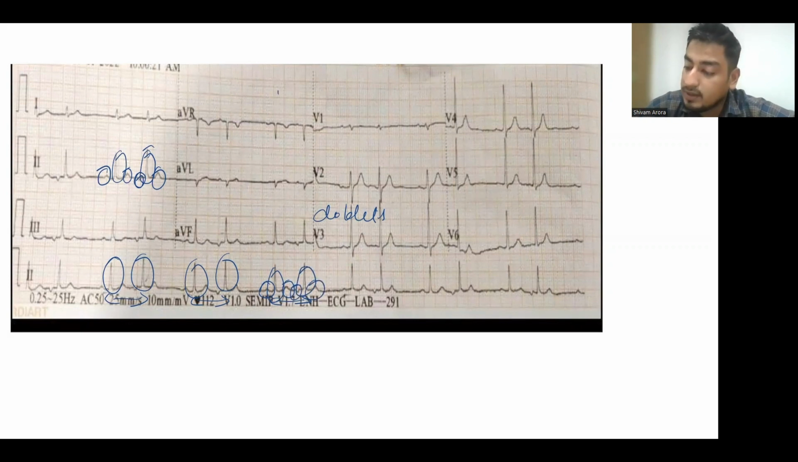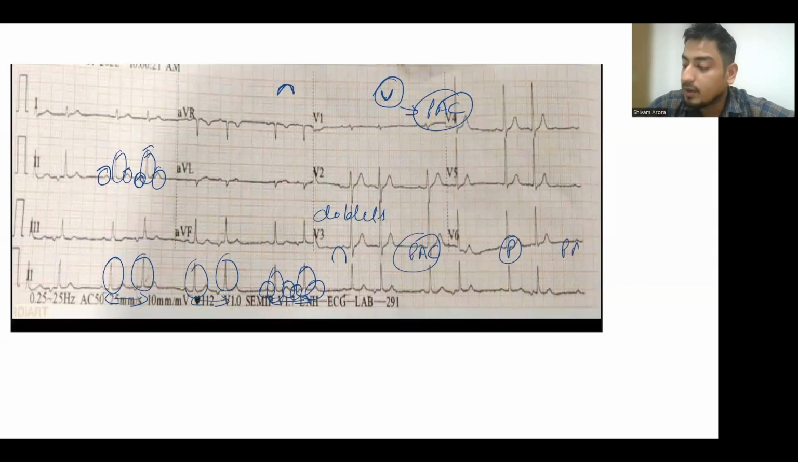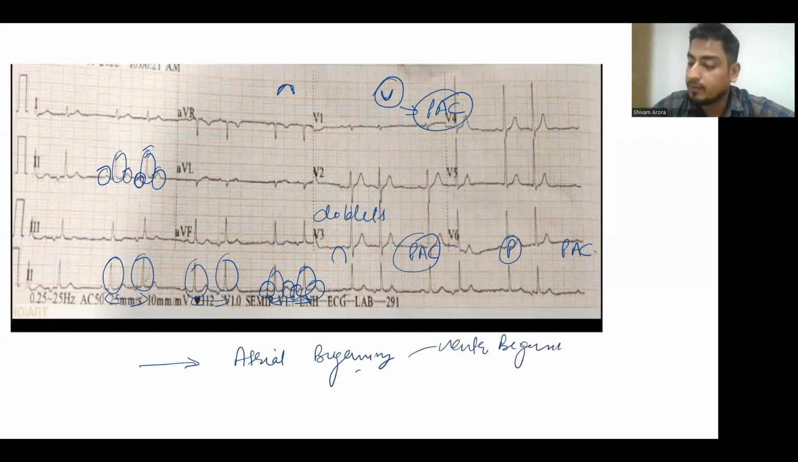As you can see that there is one normal P wave followed by normal QRS and a T wave, and an inverted P wave followed by a normal QRS and a T wave. So this inverted P wave is the ectopic. We call it premature atrial contraction. So there is a normal P wave, premature atrial contraction, normal P wave, premature atrial contraction. This is a pattern. This is known as atrial bigeminy. Clear? Just like ventricular bigeminy, we have this atrial bigeminy.